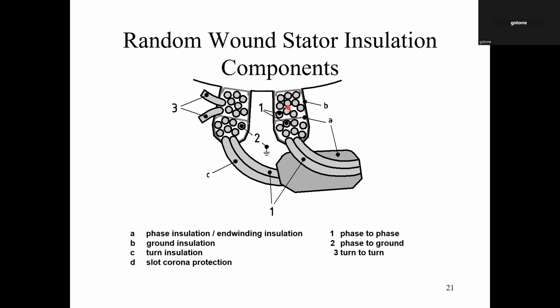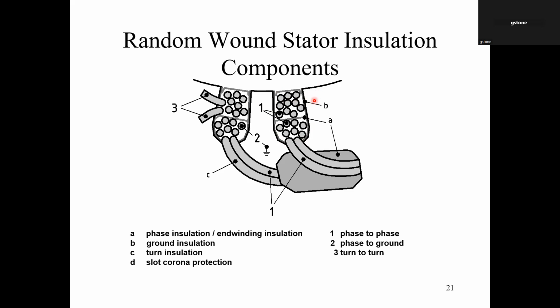Then, as I said before, you tend to have 2 coils in a slot. So this coil might be from phase A, this coil might be from phase B. So we need to have some insulation separating those. And we also have a slot liner in here to make sure those copper conductors don't come in contact with the grounded laminated steel core of the stator winding or rotor winding, whatever it may be.